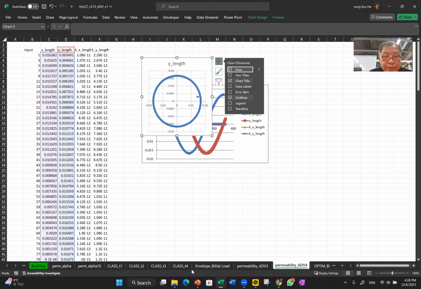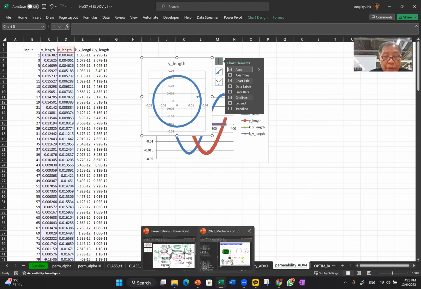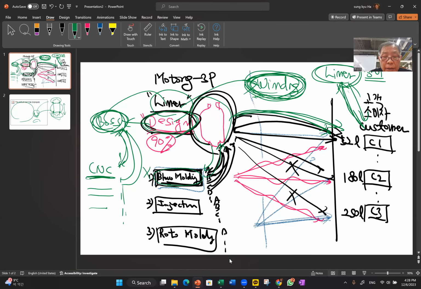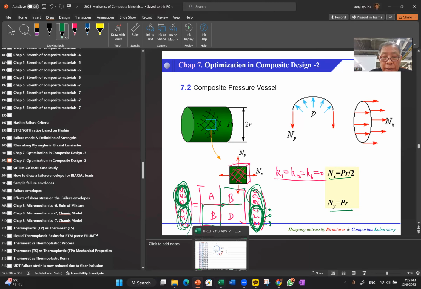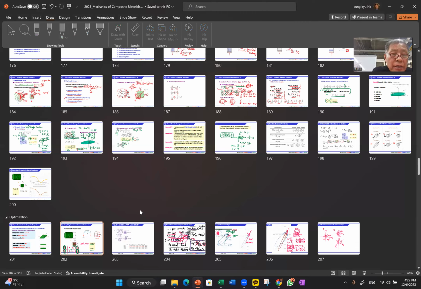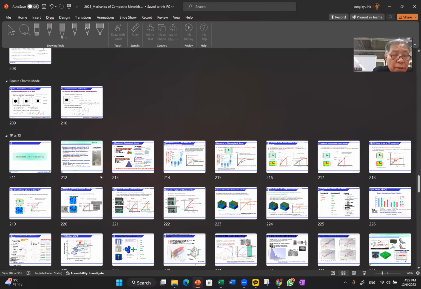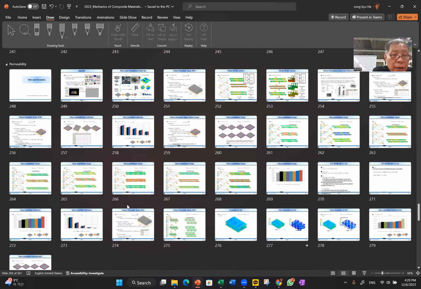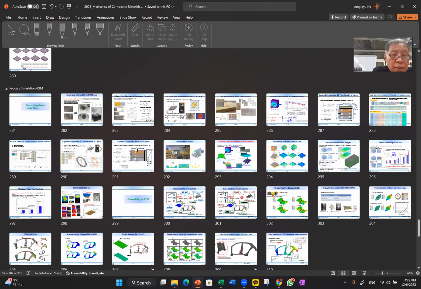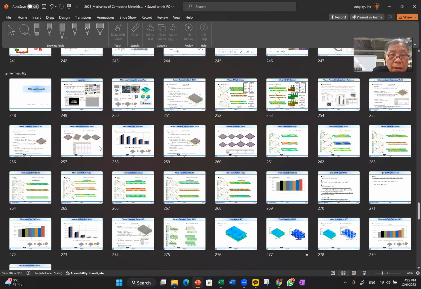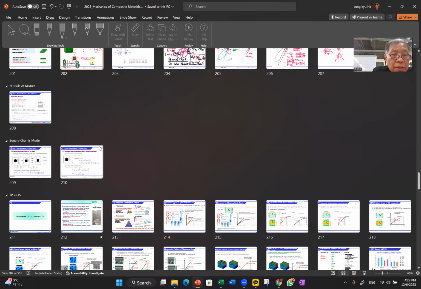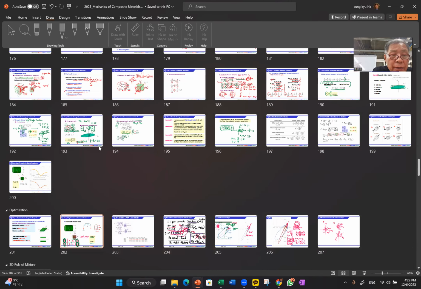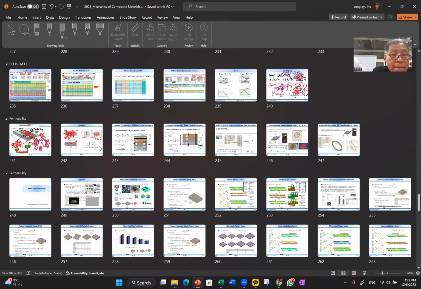Okay, so I'm going to copy this to here, and we have a section on the permeability, which I think we have in the process simulations. We have a section for it, yeah, let's use that one.